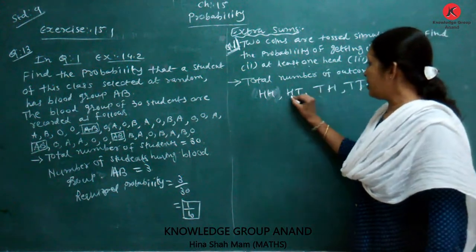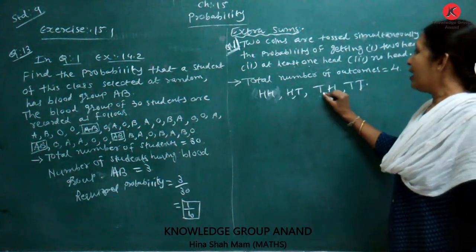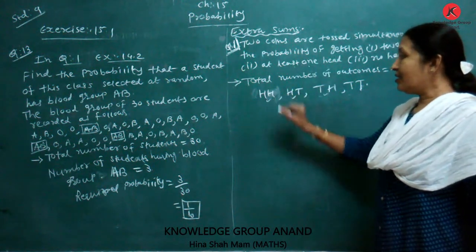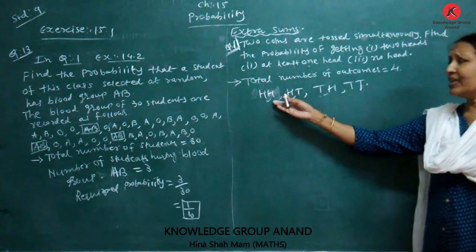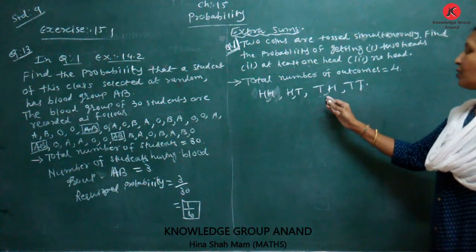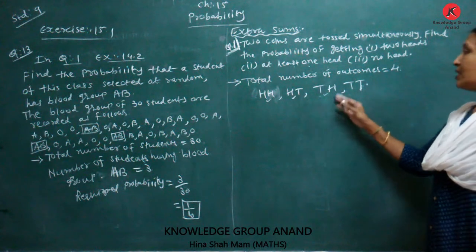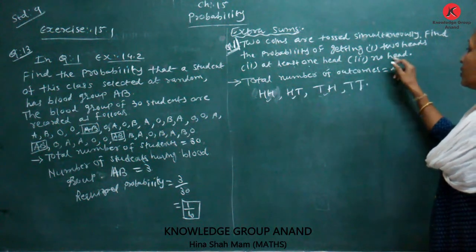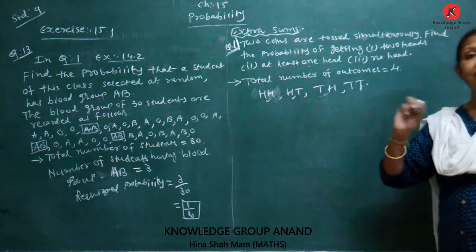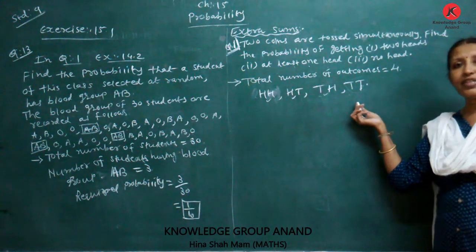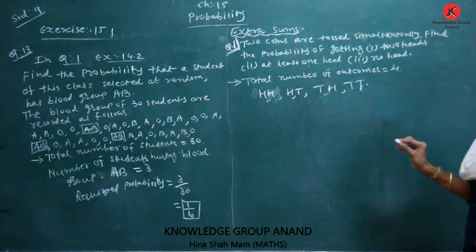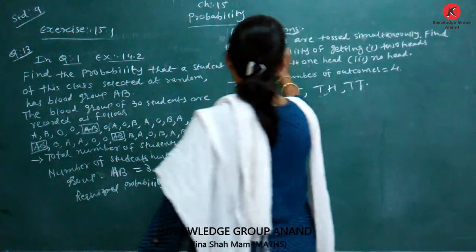At least 1 head. Here 1 head and more than 1 head. Therefore 3 events, outcomes is equal to 3, so 3 by 4. No head: in this event there is no head, only TT. Therefore 1 by 4. Okay, we solve this question.